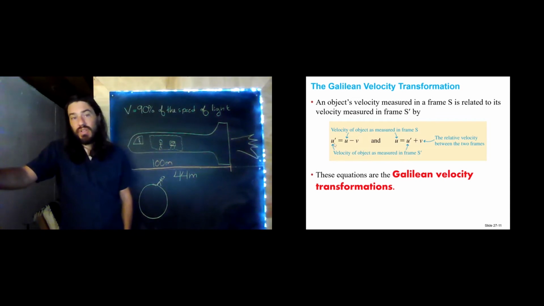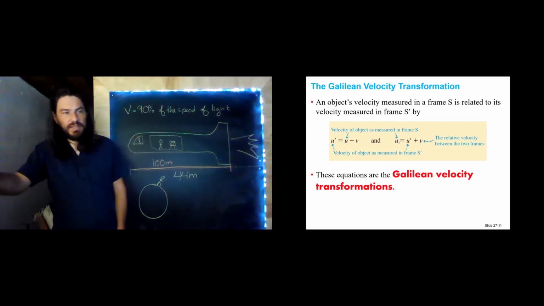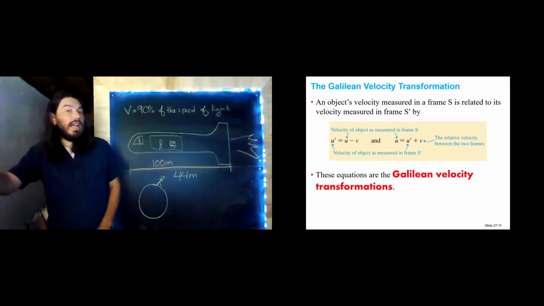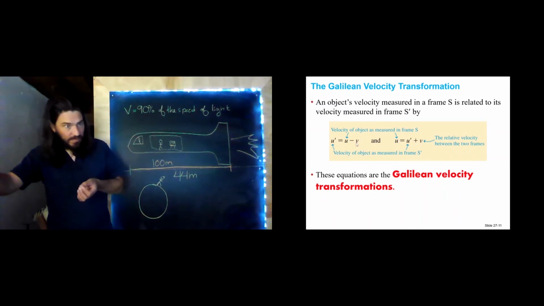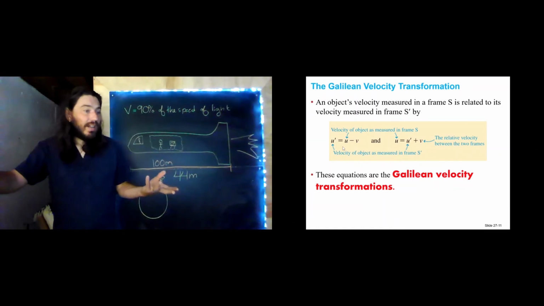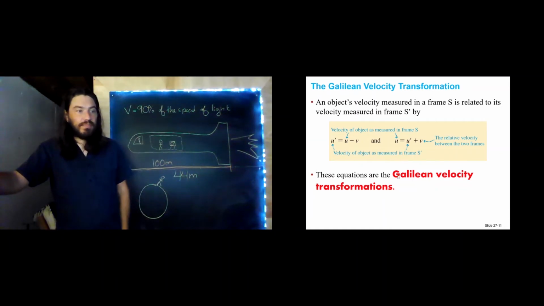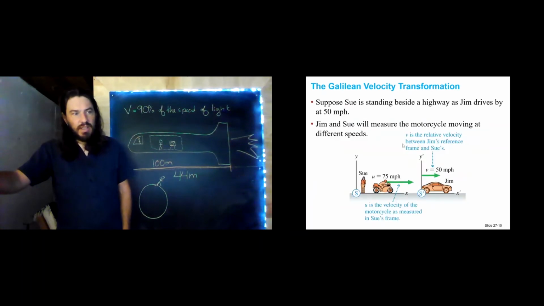Prime always refers to a quantity in our moving reference frame, and the unprimed quantities are in the unmoving reference frame. And we have to be a little bit careful. We're using V for the velocity of the reference frame, and so now we need to use U for the velocity of some object within that reference frame. So let's see if we can't use these equations to get the answer we were expecting out of this.